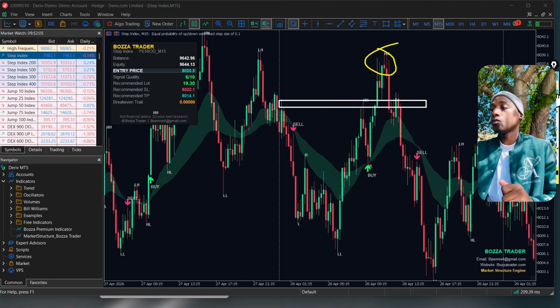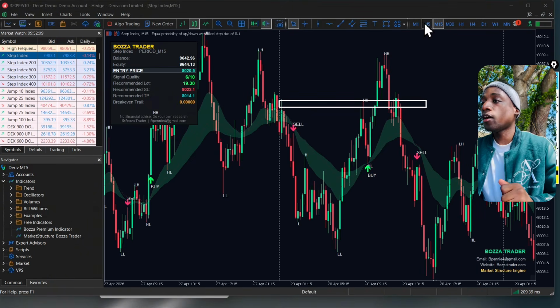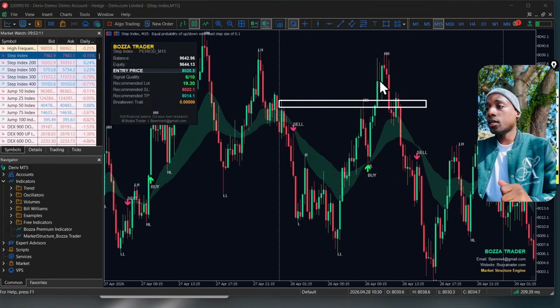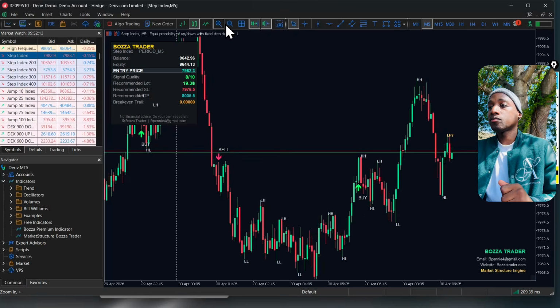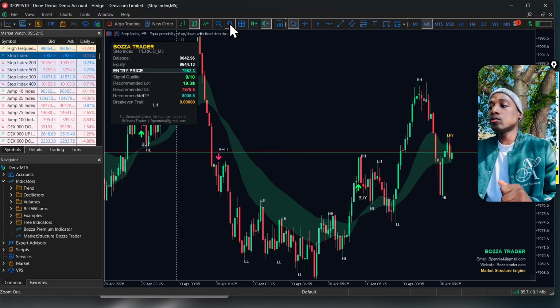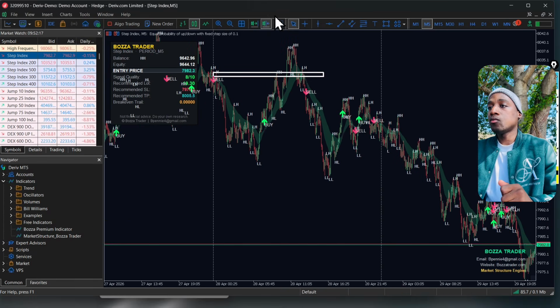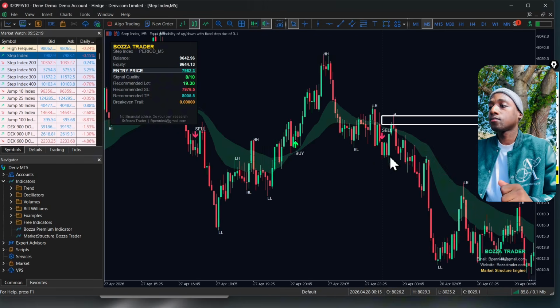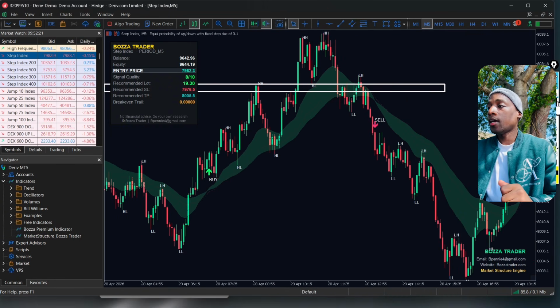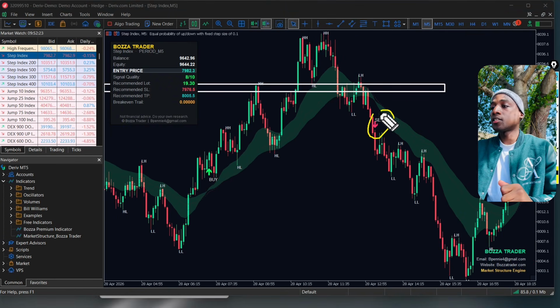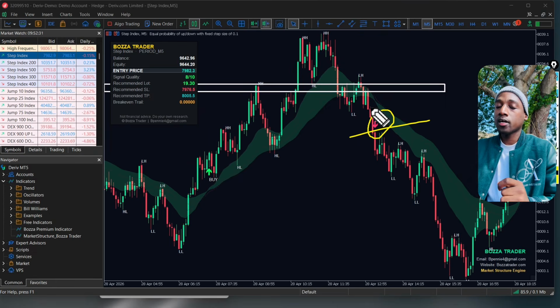So what will we do? We'll go to a smaller time frame, M5 or M1. This is 28 April, M5, and then we zoom out, and then we zoom in here. Then we have a sell entry here. So once we take a sell entry, we will get a recommended stop loss and TP. And make sure that you also use your own stop loss.